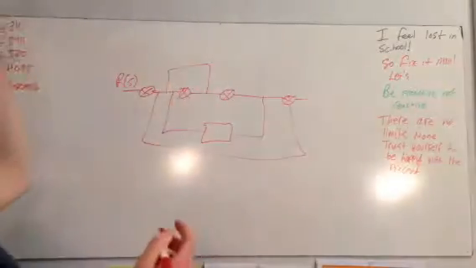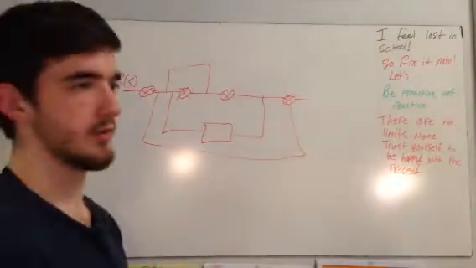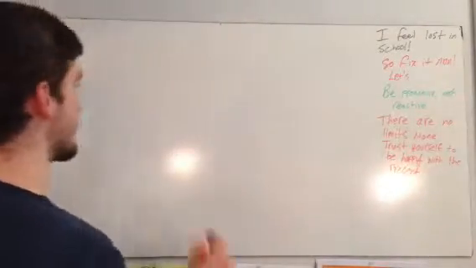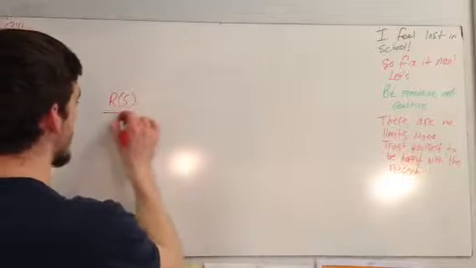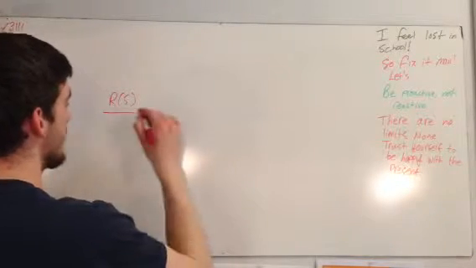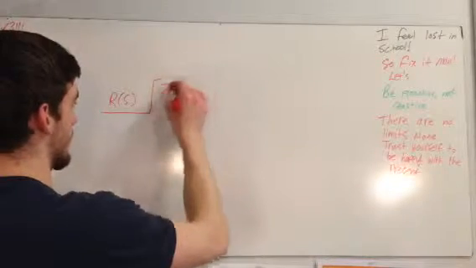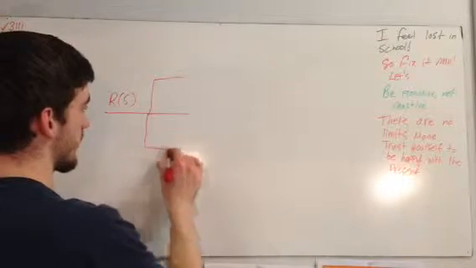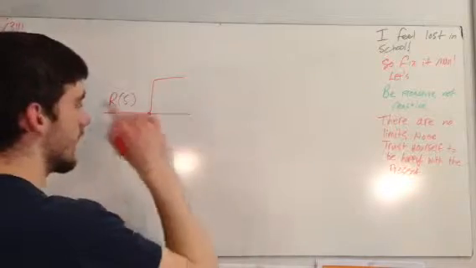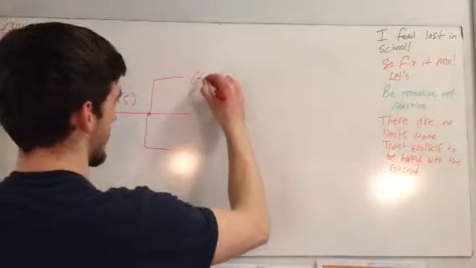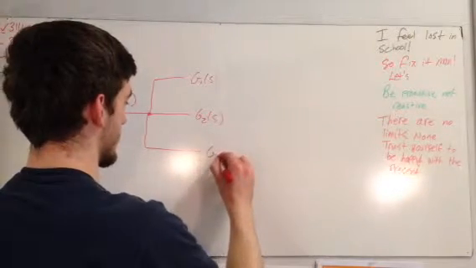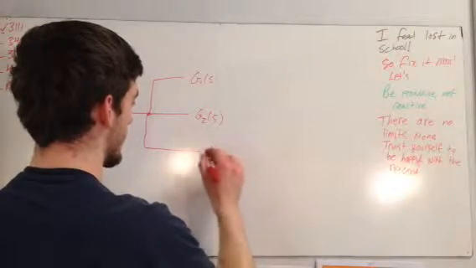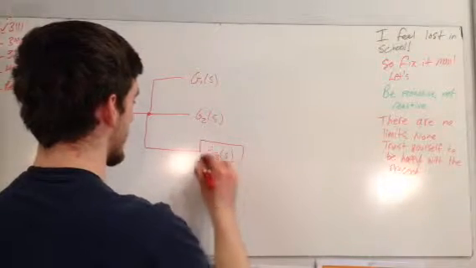So there's two basic ways of simplifying these. The first has to do with what is called a pick-off point. Let's say you have your R of S, and your R of S enters the system and it immediately branches off. That's called a pick-off point right there. And then you'll probably have something like G1 of S, G2 of S, and G3 of S, just like that.